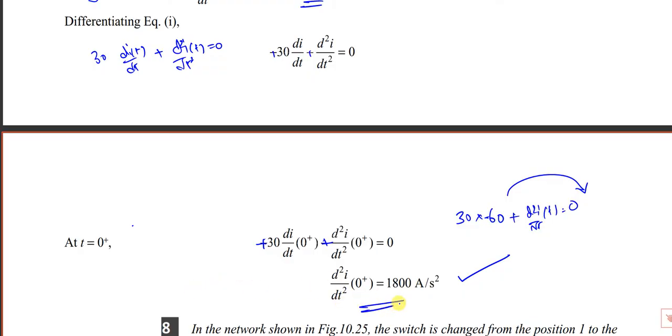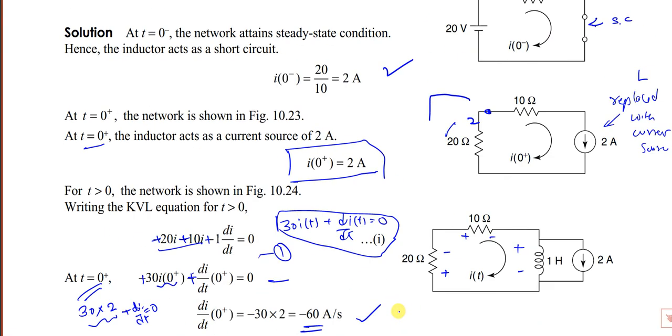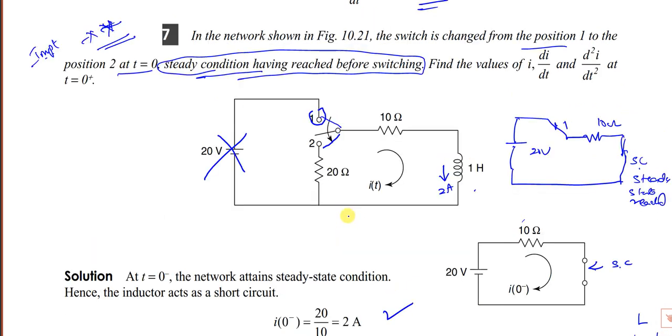This is also asked so many times. I'll repeat once again. The circuit switch is changed from position number 1 to 2. In position number 1 only, the steady state is reached. So that means in this position only, steady state is reached. In the steady state, the inductor acts as a short circuit, not an open circuit.